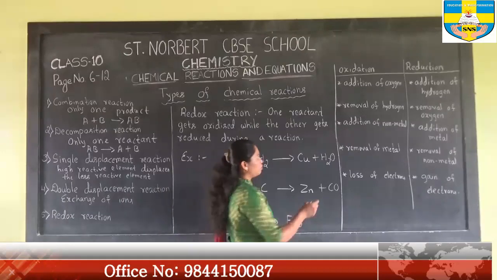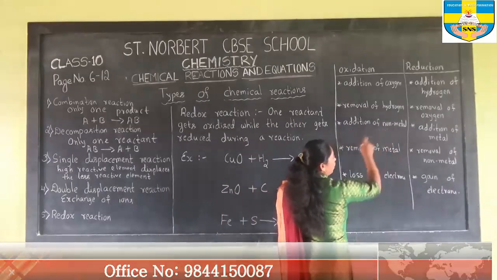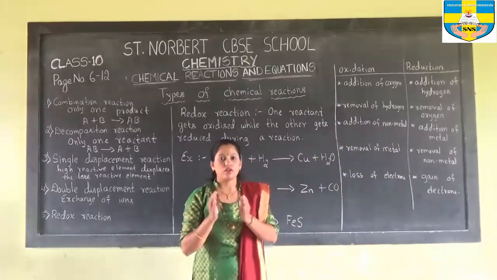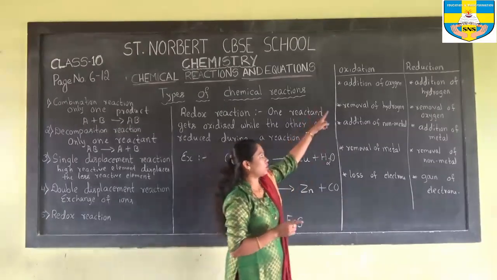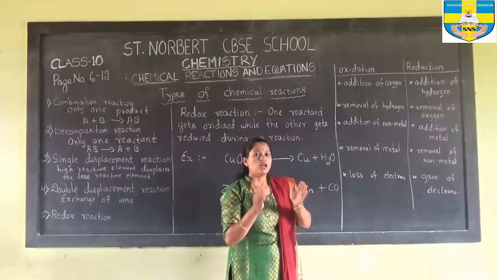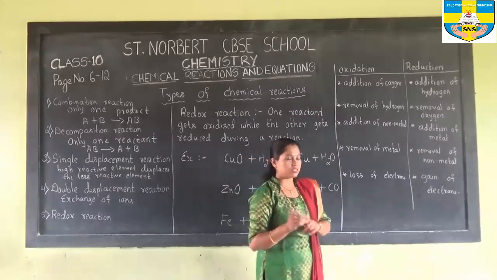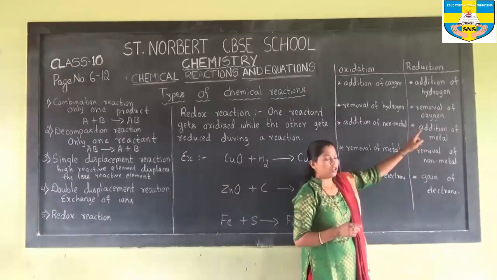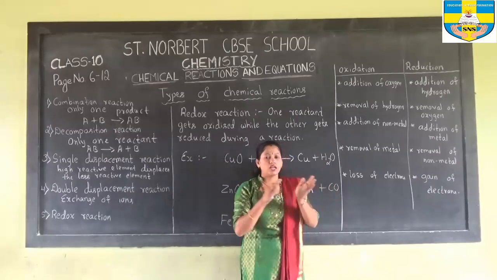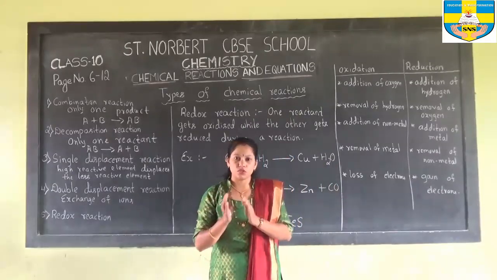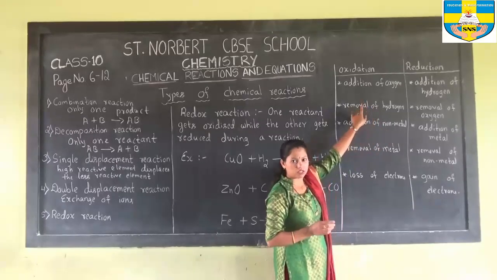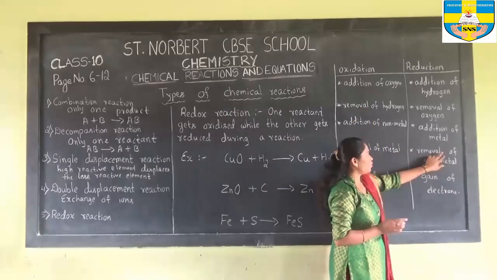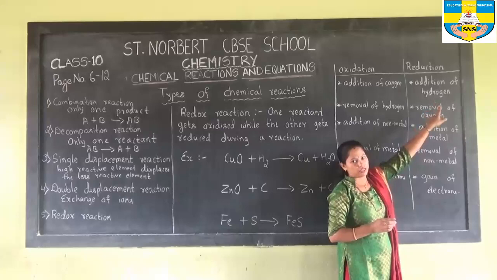If you take one more, addition of non-metal. Addition of non-metal to any substance comes under oxidation. Like that, removal of non-metal comes under reduction. So, the oxidation and the reduction are opposite to one another. Here, addition of non-metal is oxidation. Like that, removal of non-metal is reduction.